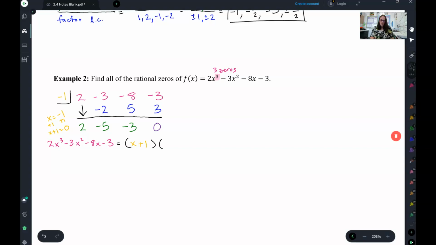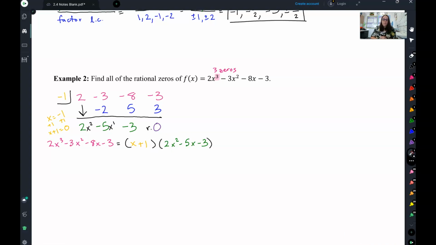And let's see what I've got left. This is a remainder. No x's, x to the first, and x squared. So I've got 2x squared minus 5x minus 3 with no remainder. So you'll see right here we are getting closer and closer to factored form.